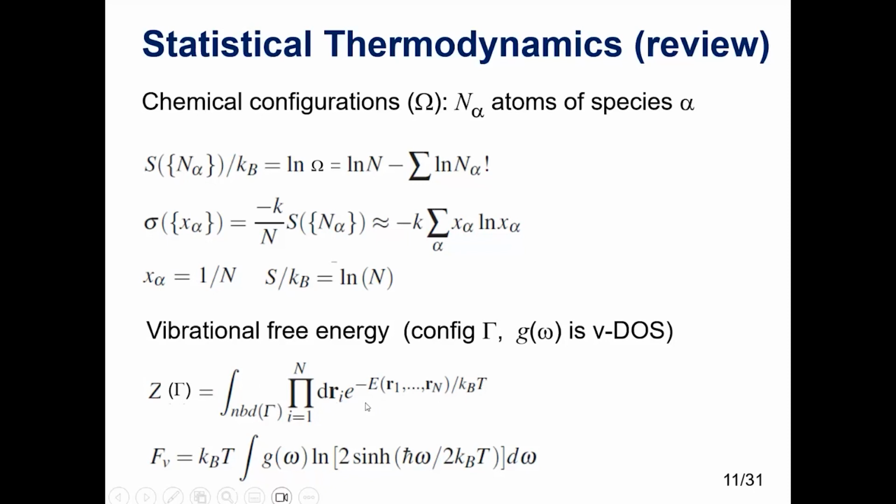And in the harmonic approximation, you can approximate this energy as a high dimensional paraboloid, the curvatures of which give vibrational frequencies omega. And there is a certain density of frequencies, the vibrational density of states, g of omega. And if you can work out the vibrational density of states and integrate it, weighted by this logarithmic term, that will give you the vibrational free energy.